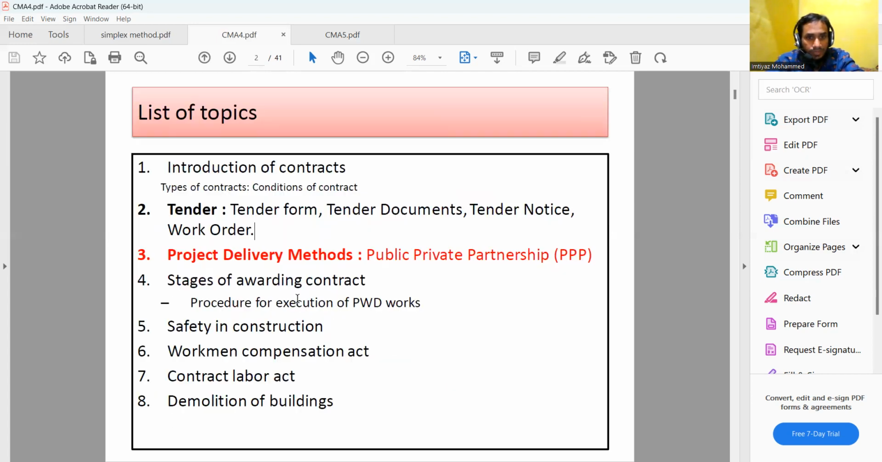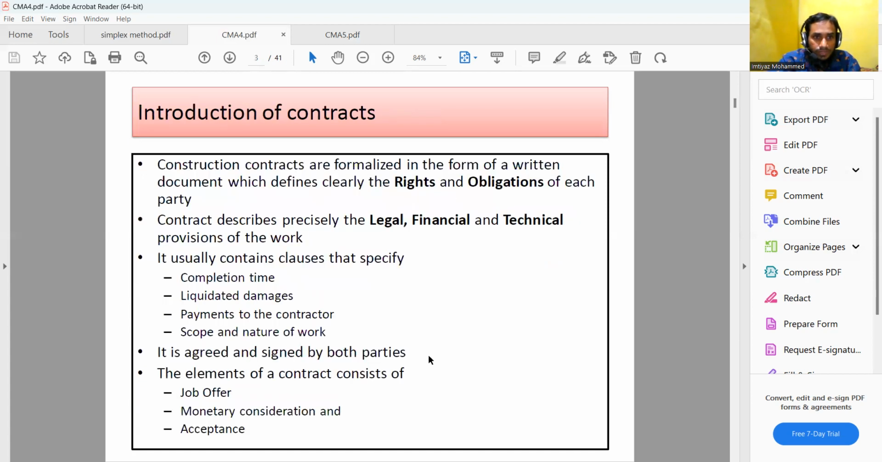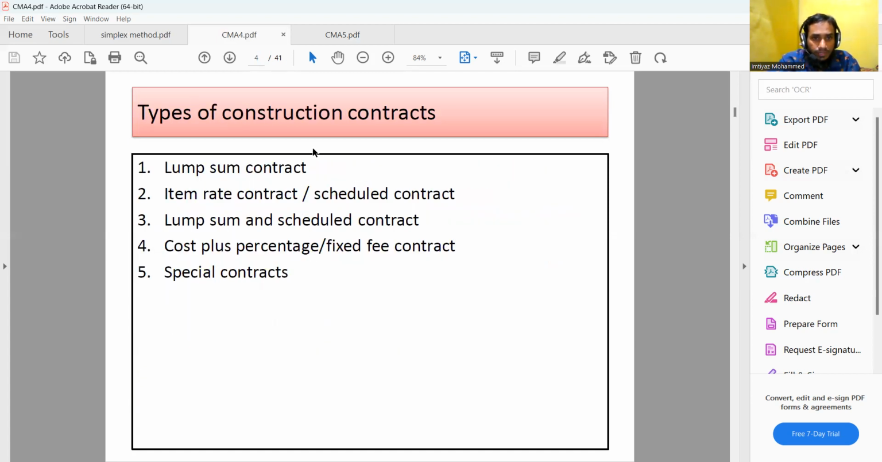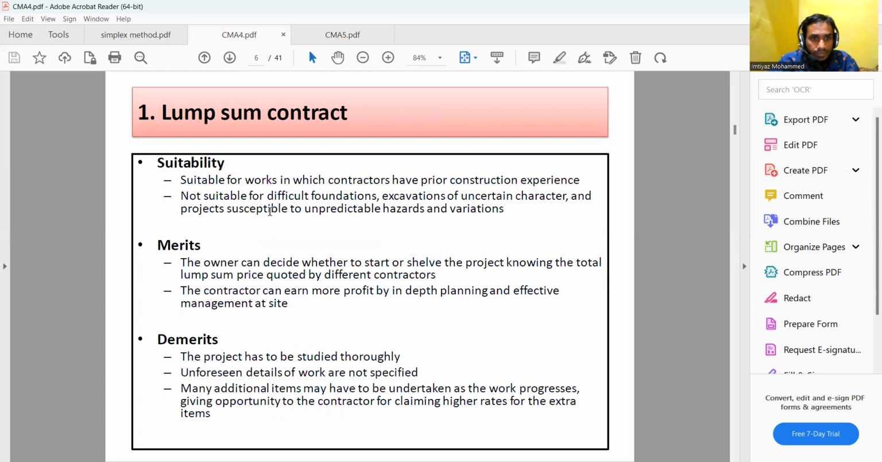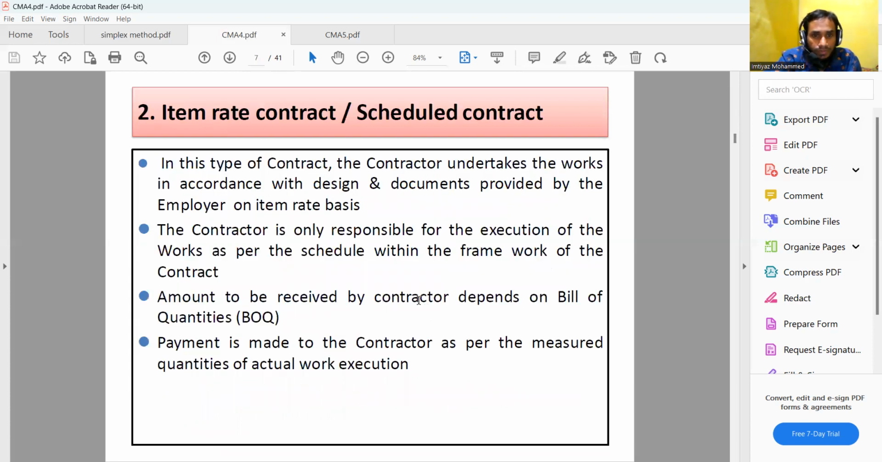So you have the Workmen Compensation Act and Labor Act. I'll also be including the links of web pages where you will get more details on both of these. You have already seen the different types of construction contracts. All these five types have been discussed already in the class at large. You can have a look at these things, the suitability, merits and demerits. If you check the WhatsApp group, I have already shared the PDF of these particular topics.